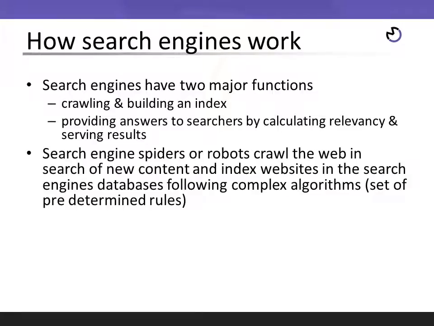So the search engine spiders, or robots as they are also called, crawl the web in search of new content and index websites in the search engine database following complex algorithms. The algorithms are basically a set of predetermined rules that each search engine will follow to try and index websites. The spiders or robots crawl the web all the time. They never stop really. So they may come to a site every day, they may come every 2 days. It depends on the frequency of the content on the website. But this is an ongoing work by search engines. You do not need to tell them to come and index your site. They will naturally find it as they go along.